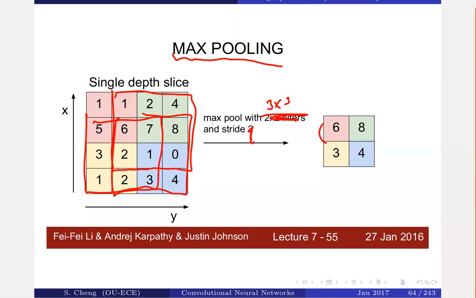Of course, stride can also be used for a conv layer. By default, typically we assume a conv layer has stride one, but I can do a stride two as well. For example, I can do a conv.